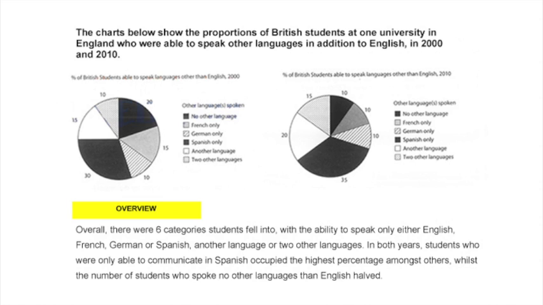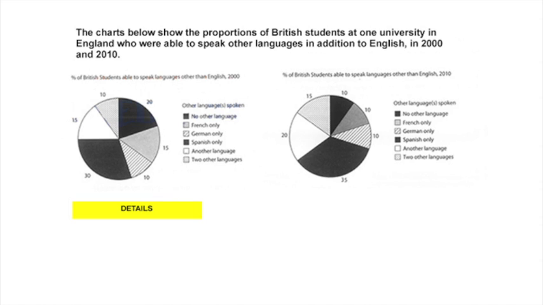So for our overview, I have written, overall, there were 6 categories students fell into with the ability to speak only either English, French, German or Spanish, another language or 2 other languages. In both years, students who were only able to communicate in Spanish occupied the highest percentage amongst others, whilst the number of students who spoke no other languages than English halved.